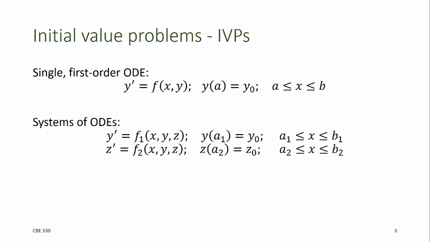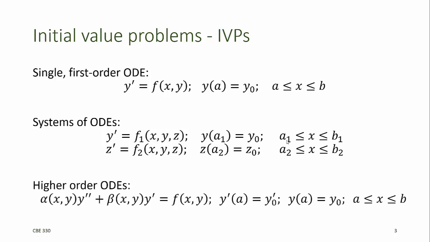We can also encounter initial value problems that are formulated as systems of first-order ODEs. In this case, we have two dependent variables, y and z, and one independent variable, x, and we happen to know the values of y and z both at the left-hand side of the domain over which we're solving the problem. Initial value problems can also be higher-order ODEs. Here's a second-order ODE for the dependent variable y and independent variable x. If we know y and its derivative both at the left side of the domain, then we call this an initial value problem.